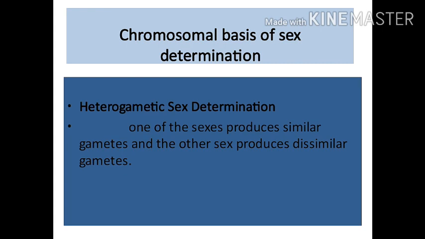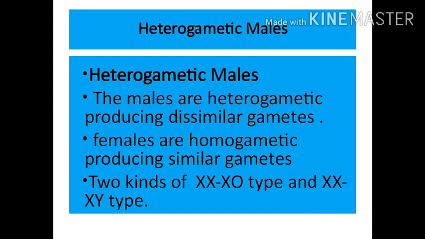Now in the heterogametic male, the male will be producing two different types of gamete and the female will be producing only one type of gamete. So the male sperm produces two types of gamete. The female produces only one type of gamete, that is the egg.